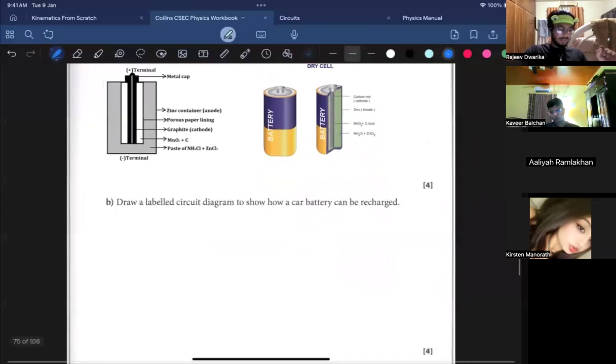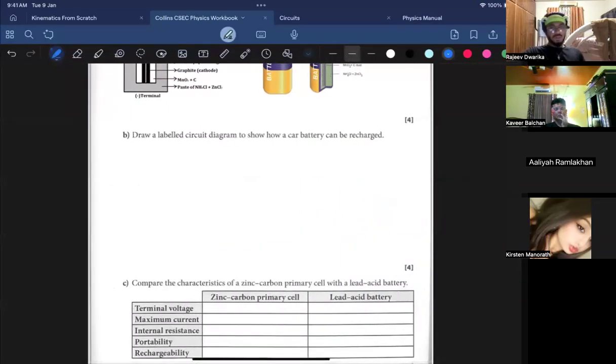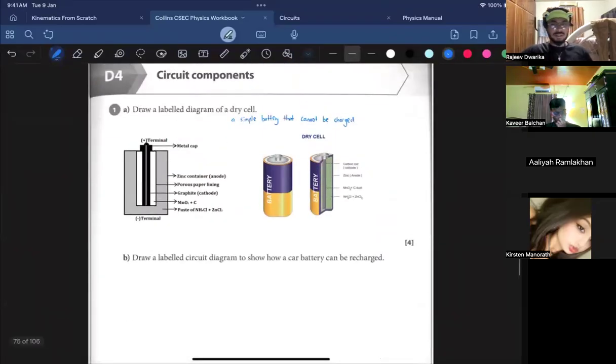So again, I'll send this after class. Draw a labeled circuit diagram to show how a car battery can be recharged. Okay. So guys, based on what you know about car batteries, do you think a car battery is a dry cell battery or a wet cell battery? A wet cell. You can see a little liquid in the battery, and you hear them talking about acid in the battery. Yeah, a car battery is an example of a wet cell battery.